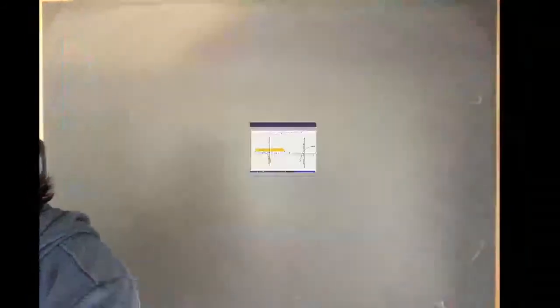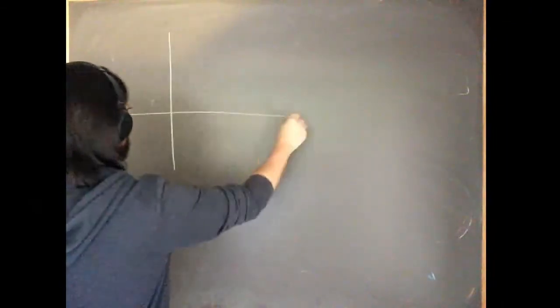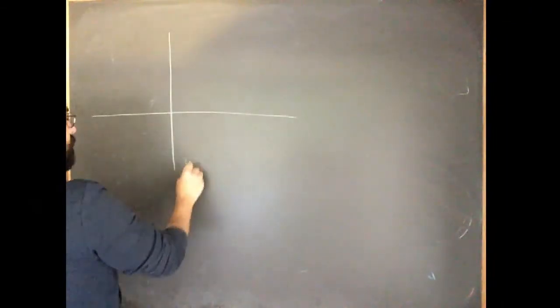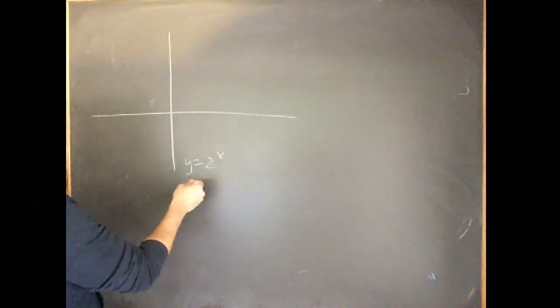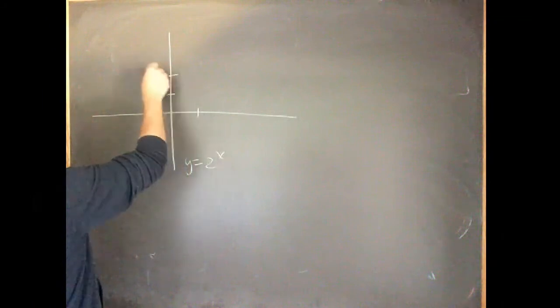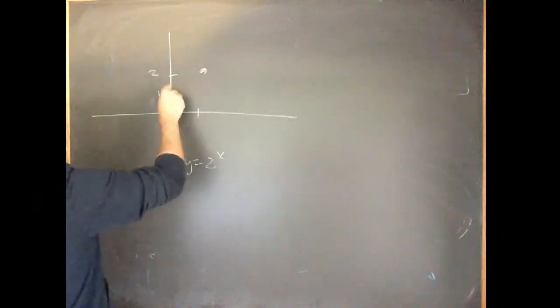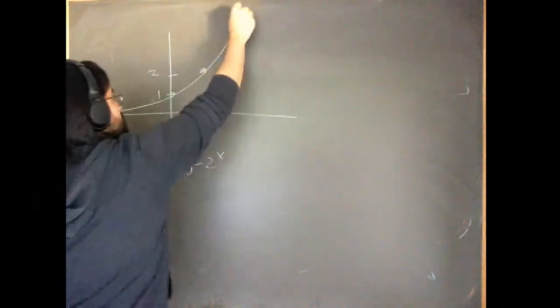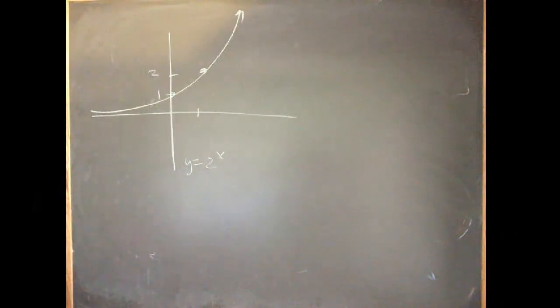And let me just, on the board really quickly, sketch y equals 2 to the x to remind you of what it looks like. So y equals 2 to the x, when x is 0, it's going to give you a value of 1. And when x is 1, it's going to give you a value of 2. Right? So it just looks something like this.